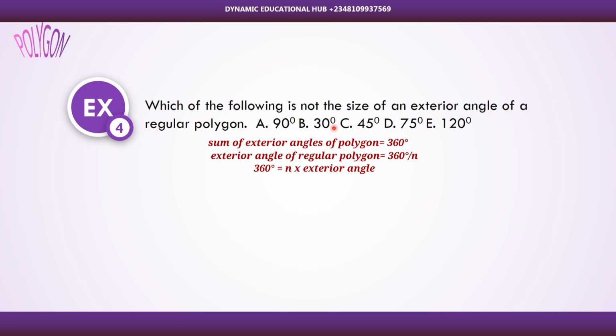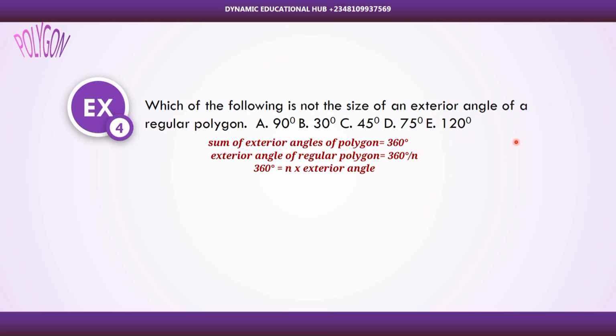90 degrees is a factor of 360 degrees. 90 times 4 gives us 360 degrees. 30 degrees is a factor of 360 degrees. That's 30 degrees times 12. 45 degrees is a factor of 360 degrees. That's 45 degrees times 8.